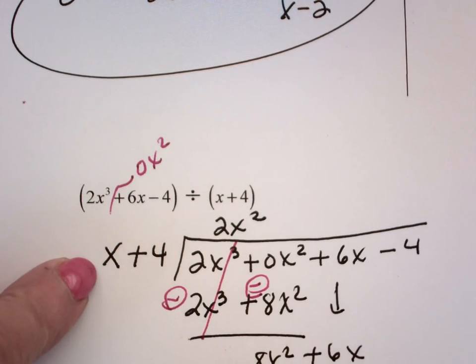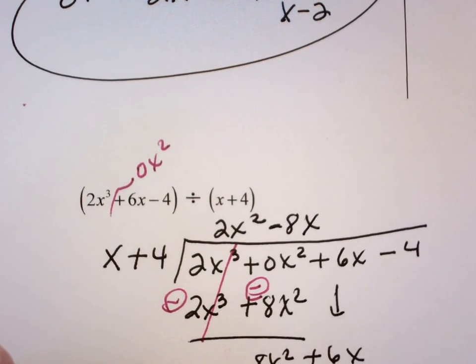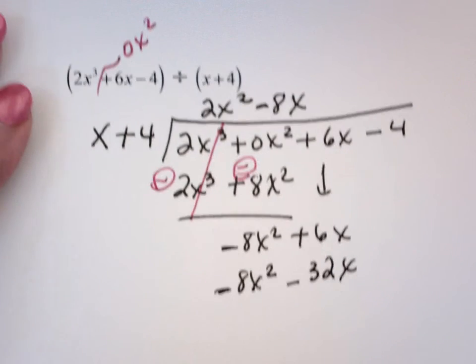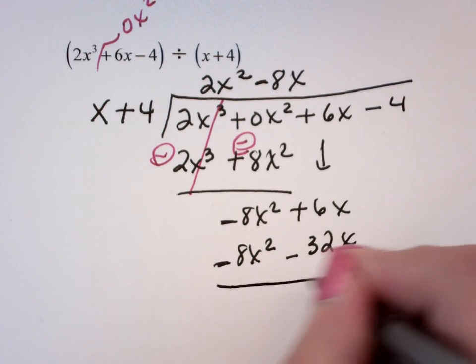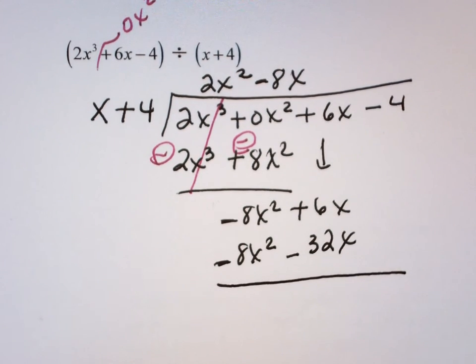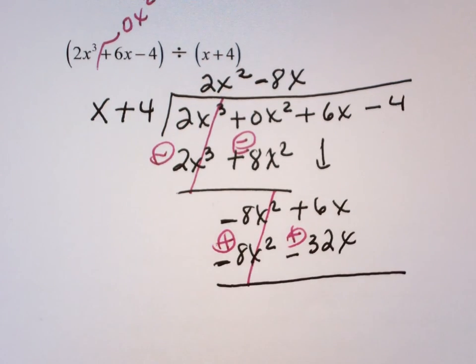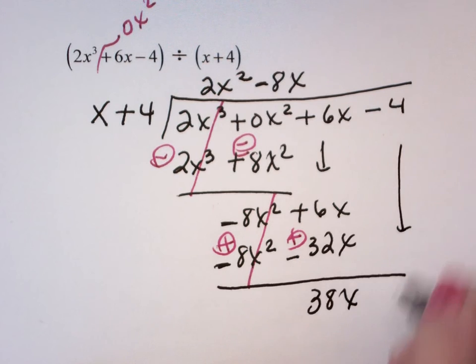What do I multiply x by to get minus 8x squared? You'd say minus 8x. This would be minus 8x squared minus 32x. Keep the screen up. Minus 32x. I know, plus. Probably got this problem from your book. And this gives me 38x, and then I bring down the minus 4.